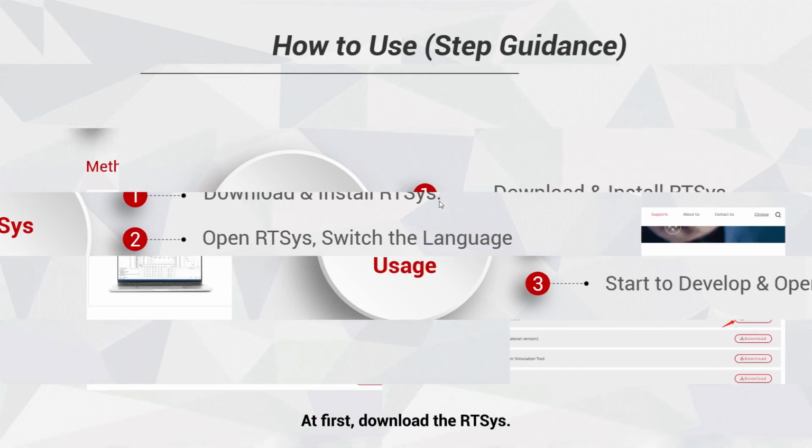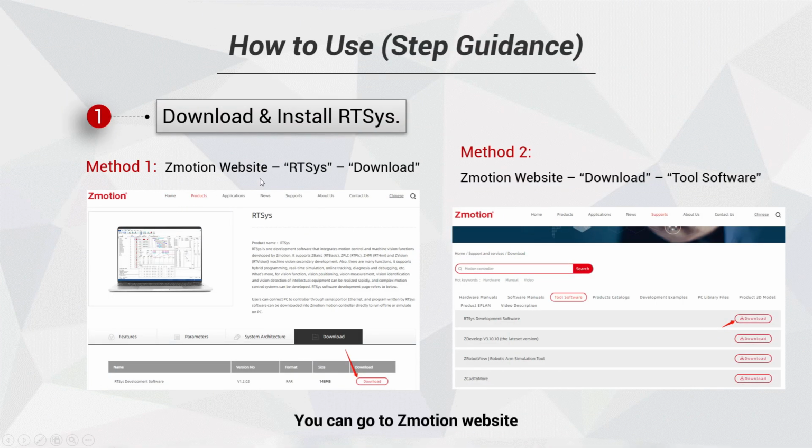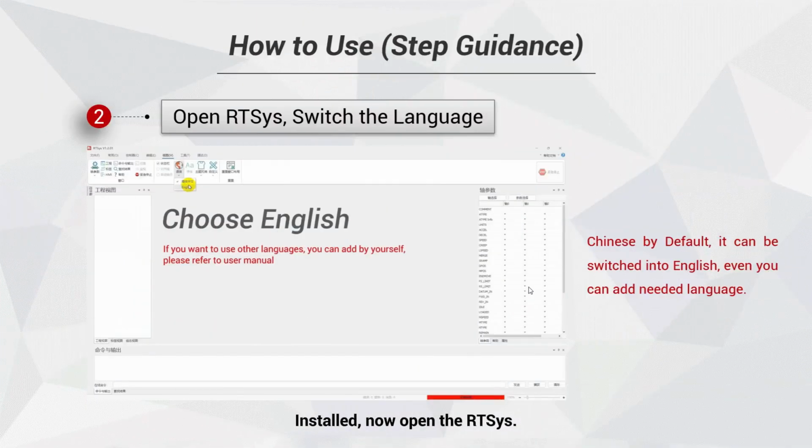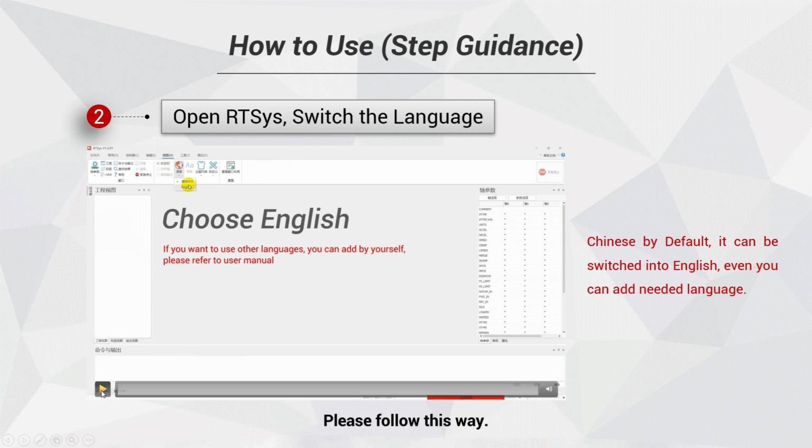At first, download the RTSys. You can go to the Zmotion website, then find the RTSys product, where there is one download. Or you can find the download on the head page. Then you will see RTSys in tool software. After downloading, install it on your PC according to the guidance or the corresponding article or user manual. Installed, now open the RTSys. Please note the RTSys software is in Chinese by default. If you want to make it English, please follow this way.